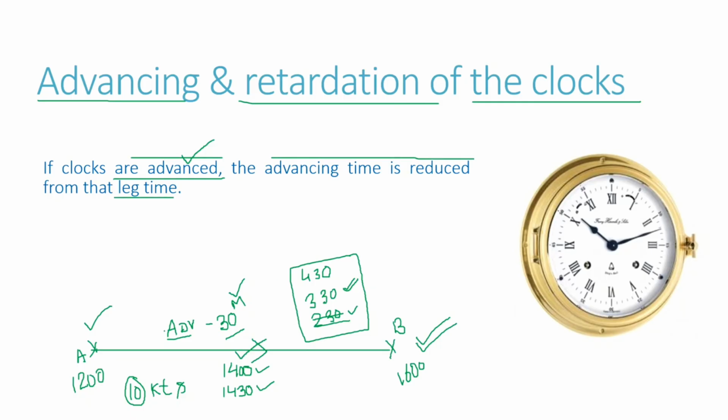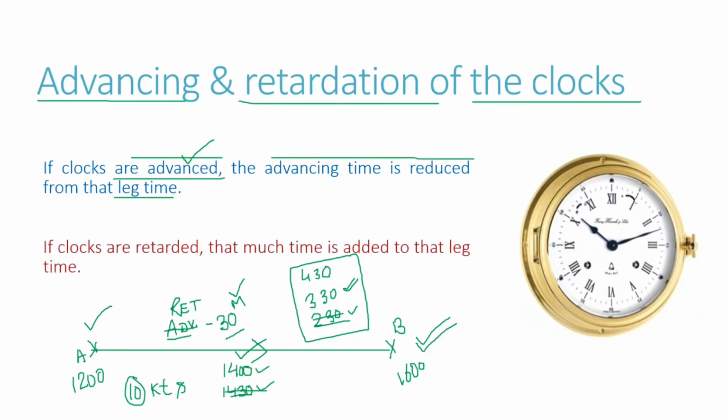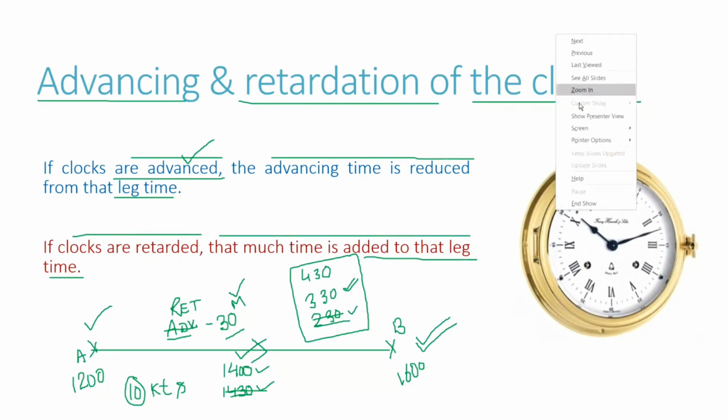Now beta, tell me, if we retard the clock by 30 minutes, okay, at 1400 we set it back to 13:30, then in this case tell me the total time on this leg. 4 hours 30 minutes. Very good. So if clocks are retarded, that much time is added to that lag time. So this is also clear now, beta, advancing and retarding of clocks. Yes sir.